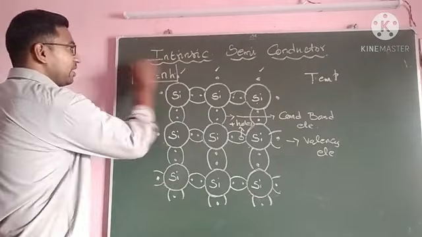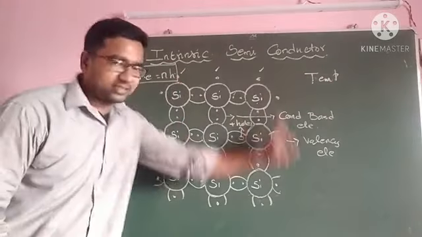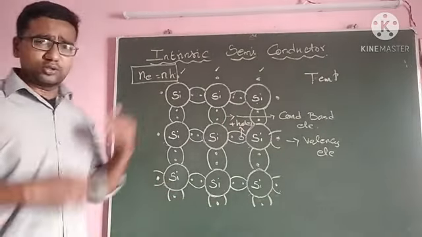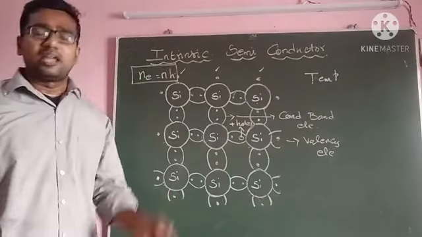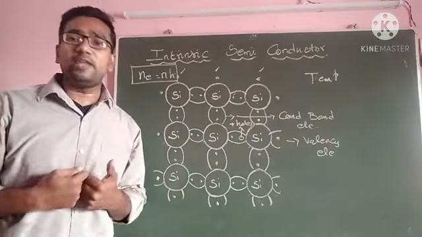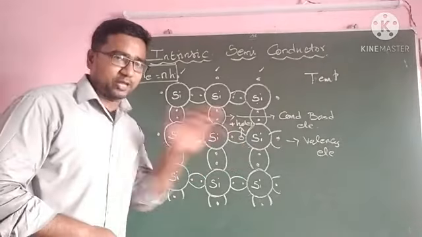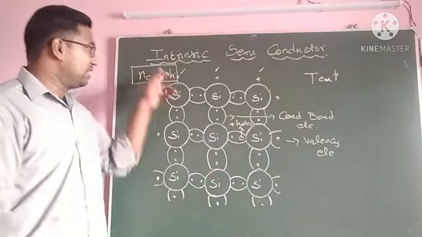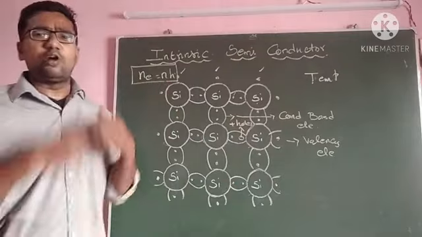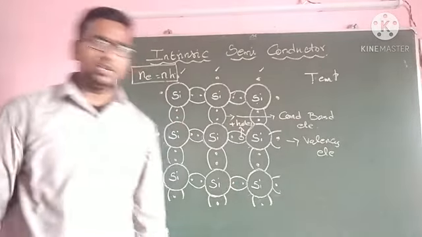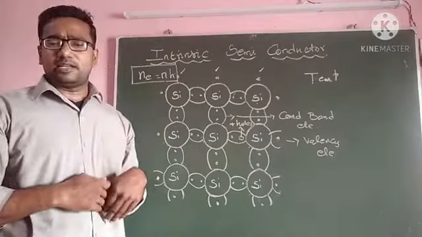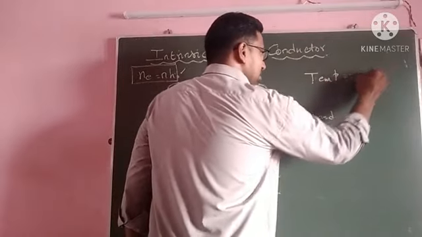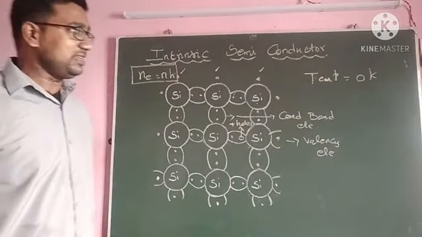Very important one. In an intrinsic semiconductor structure, if you raise the temperature, the bonding will break, so the electrons will move from the valency band to the conduction band. Instantly the holes will be regenerated at the same place, that is the empty place. So the number of electrons in the conduction band is equivalent to the number of holes in the valency band. However many electrons move from valency to conduction, that many holes will be regenerated in the same place.